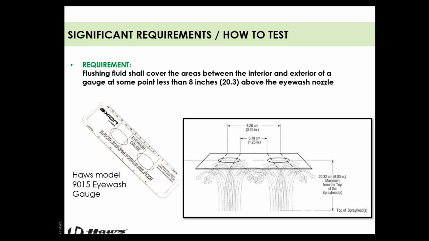They gave us the drawing, and it's based on average human anthropometrics, so average human eye spacing, and ensures that we can use this tool to discover whether the equipment is usable or not. So the flushing fluid has to cover the areas between the interior and exterior of a gauge at some point less than 8 inches above the nozzle.